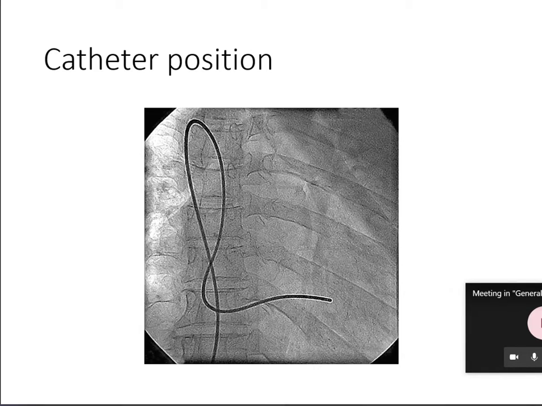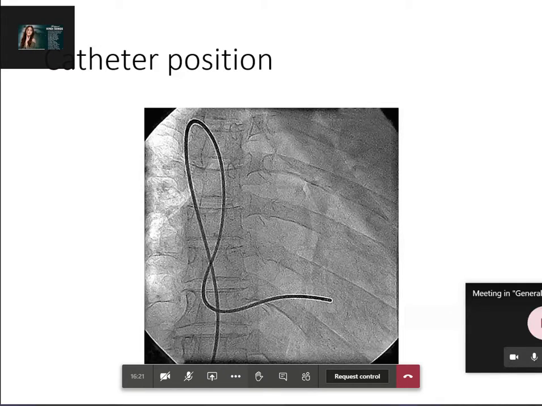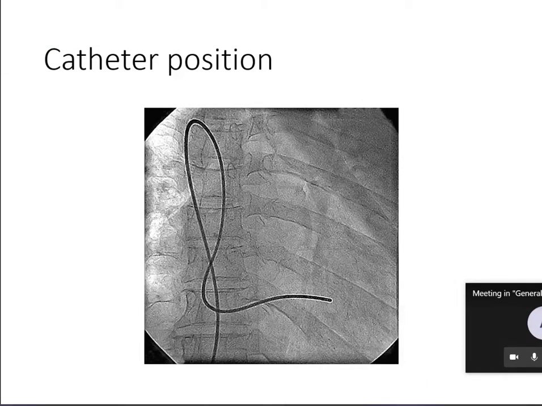Aorta will be usually on the left side of the spine, no? Left side of the spine. Okay, so where is it here? IVC. Usually where will it go? IVC to right atrium to RV. Right atrium to right ventricle, then PA. But here what is happening?